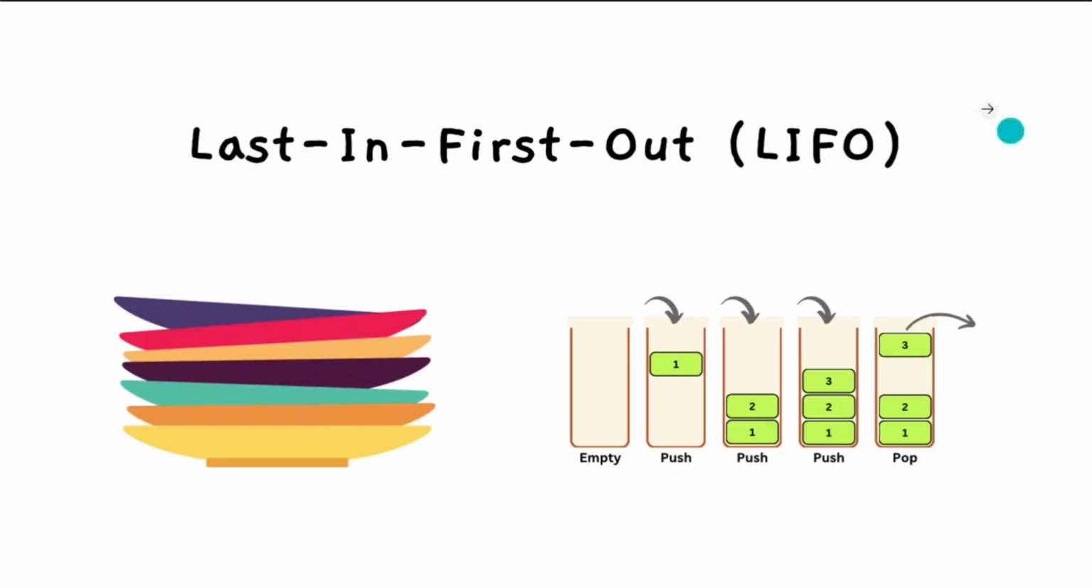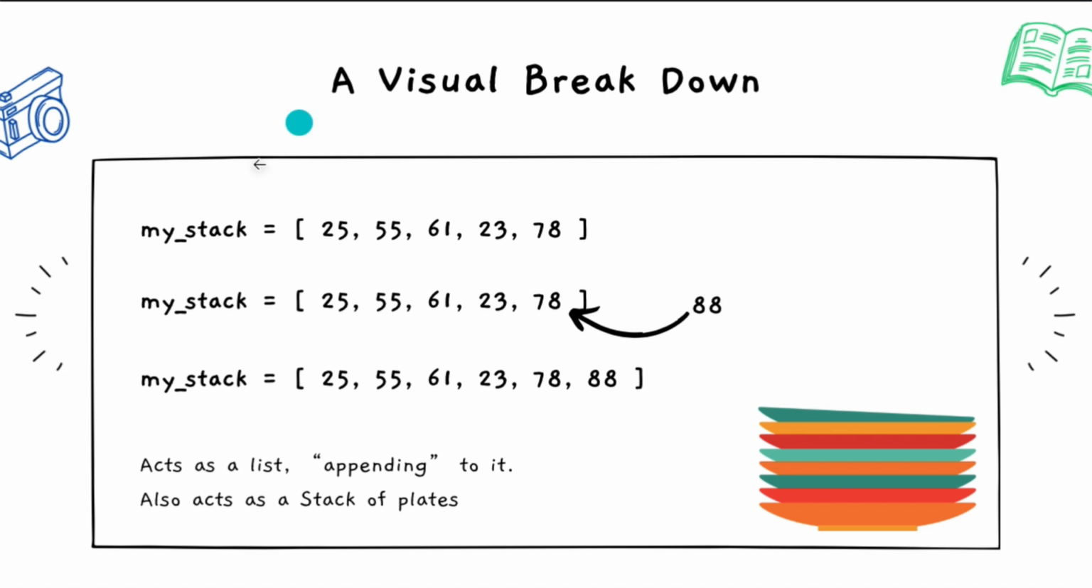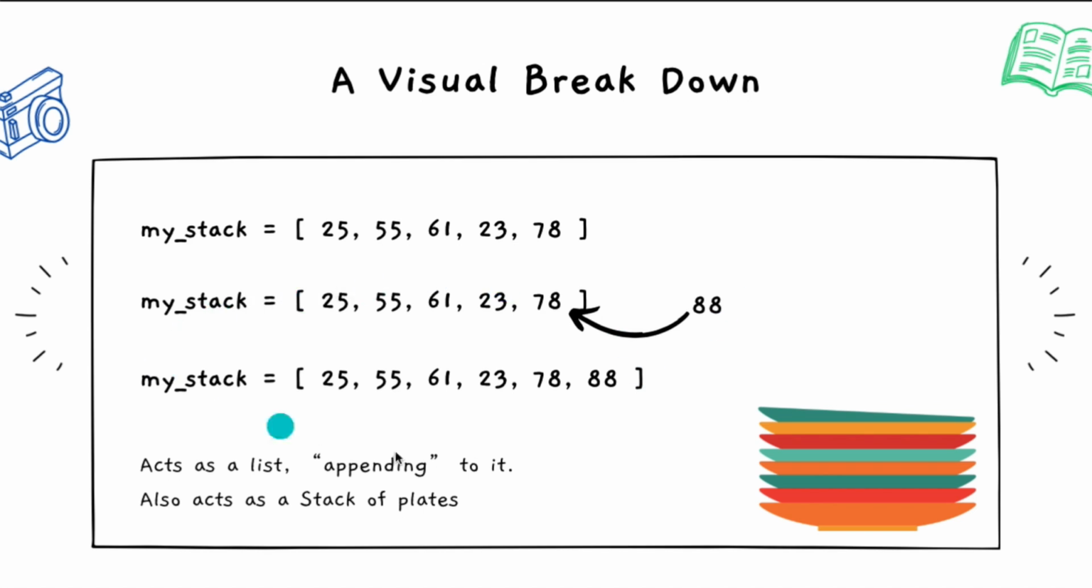A visual I made for us is right here. If I have an empty cup, I'm going to add, or I'm going to push one item to it. Every time we add, we push. But then when I remove, I pop the latest element off the top. Here's a visual breakdown if we view it as a list. I take my stack, we essentially append a new element to the end of it. That generates an updated version of the list, and it really acts as if we're appending.